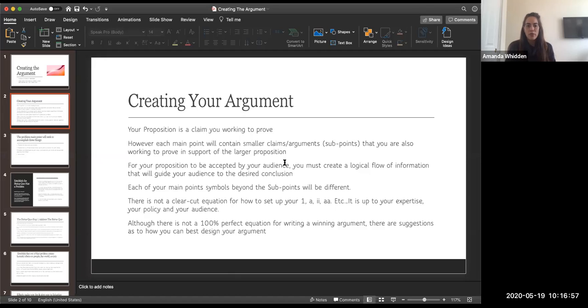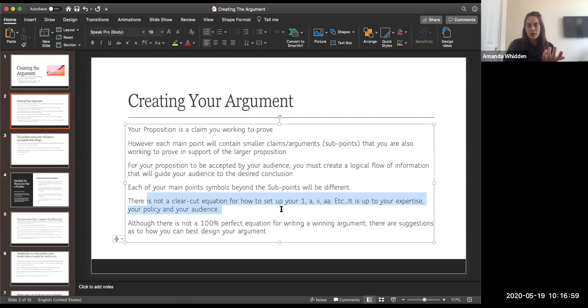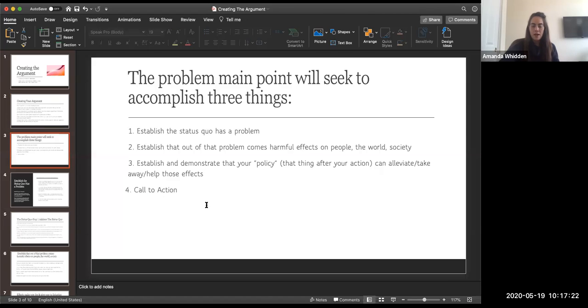But I want you to know that there is not a clear-cut equation on how to set up your one, your A, your B, your C. It's going to be up to you to think, how is this logically going to flow? Although there is not a 100% perfect structure, there are 4 steps that you can hit to know that you're accomplishing what you need to do. And so that's what I'm going to do, is just go over these steps today.